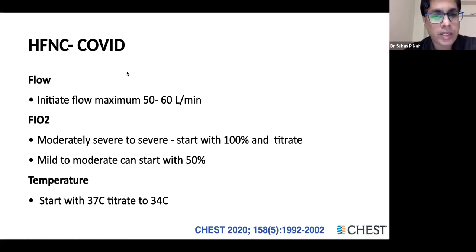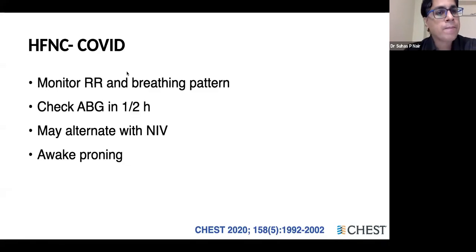But when it comes to mild to moderate, you can start even with a 50% FiO2 and a 40 liter flow. But once you put the patient on HFNC, patient should be properly assessed. The clinical parameters, how the patient responds to the HFNC, how the oxygenation parameters are going on. This is most important. Somebody should be there monitoring the patient and always monitor the respiratory rate, the breathing pattern, and preferably ABG should be checked after half an hour of HFNC. And you can even alternate the HFNC with NIV if the work of breathing is high, and always consider awake proning with HFNC.